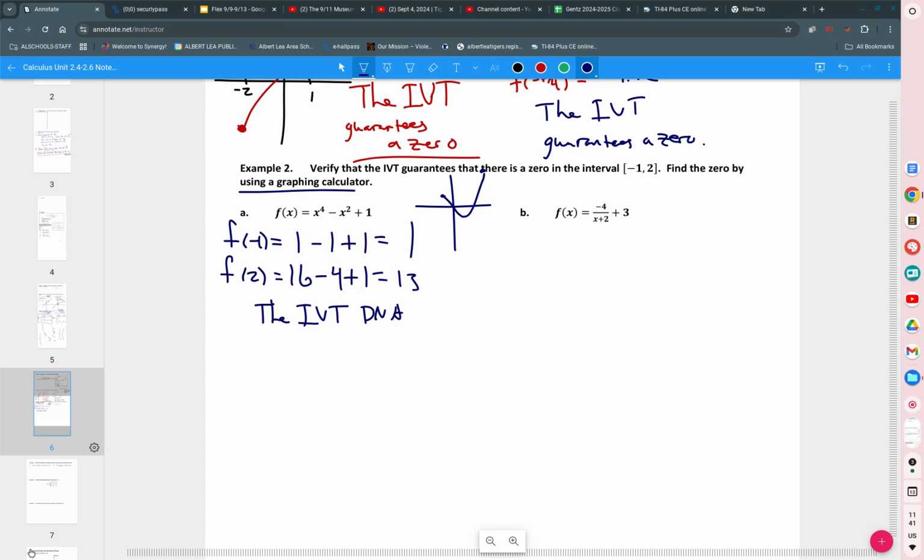Look at letter B. Is letter B discontinuous at any spot? Yes. Where? At -2, right? Is -2 part of that interval? No. So although this isn't continuous everywhere, it is continuous on the interval. So the intermediate value theorem will apply. So we go ahead and we do f of -1 and we do f of 2.